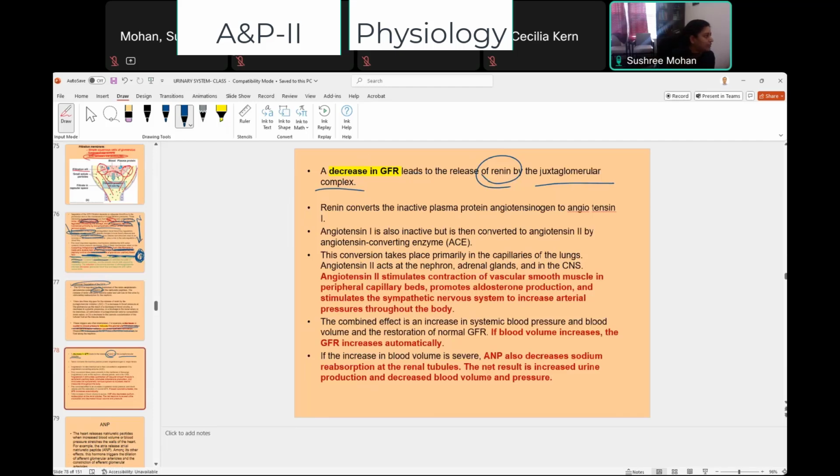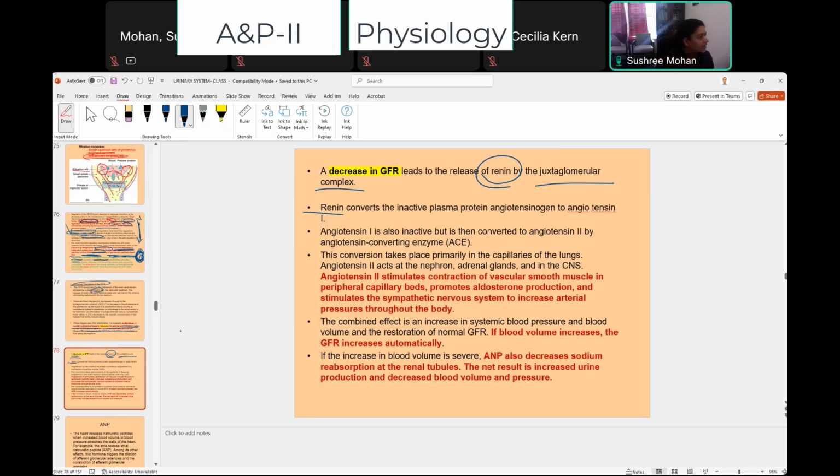So what will renin do? First question: why is renin secreted? Renin is secreted because the macula densa cells present in the afferent arteriole act as baroreceptors and detect that the body's blood pressure is dropping. When the systemic blood pressure is falling, who detects it? The macula densa cells of the juxtaglomerular region. Once they detect it, they secrete renin.